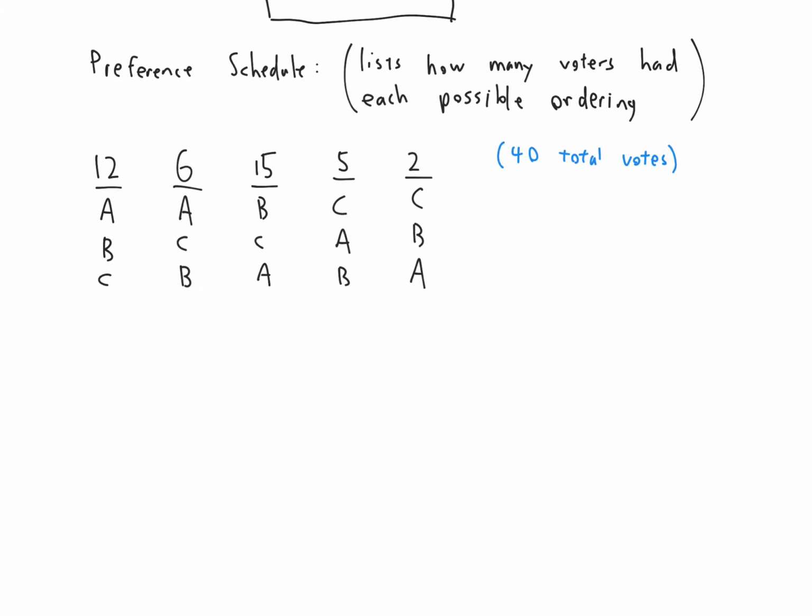So remember the plurality voting system. In that system, voters really only needed to say their first choice. But we can still apply the plurality voting system to a preference schedule. All we need to do is just ignore the second and third choices.